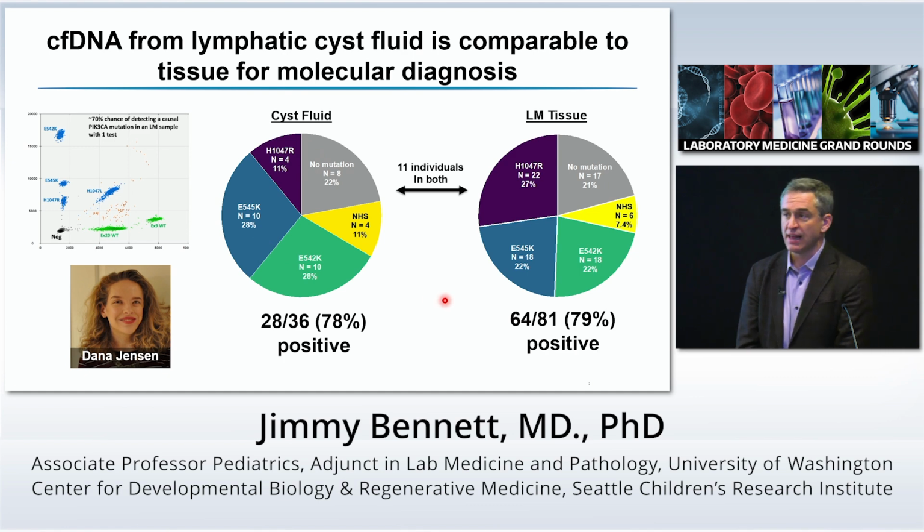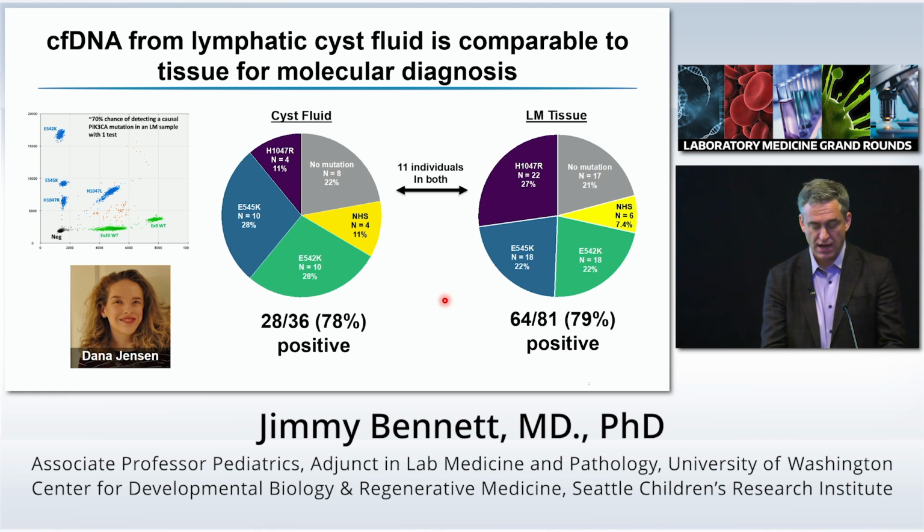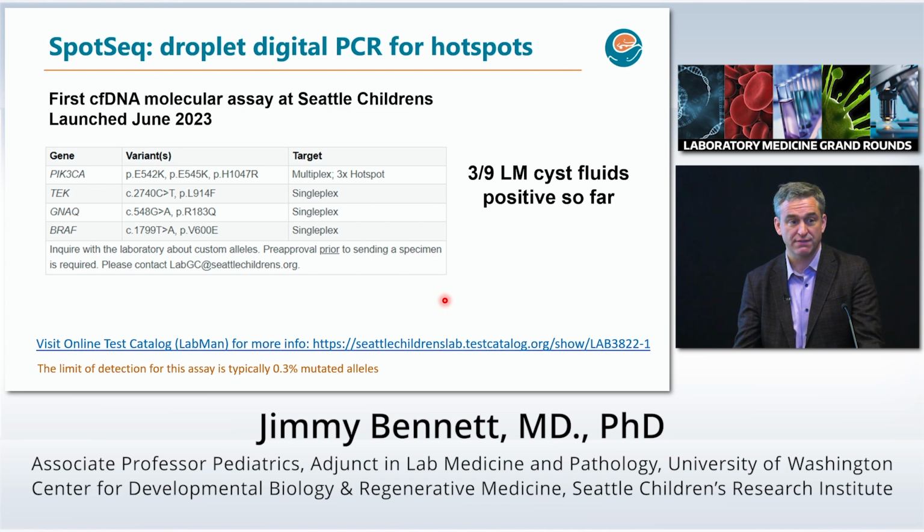So unlike for venous malformations and arteriovenous malformations, where tissue really is superior to plasma cell-free DNA, in this study, cell-free DNA from cyst fluid was comparable to the lymphatic malformation itself. Because of this, we have just recently launched a new assay at Seattle.